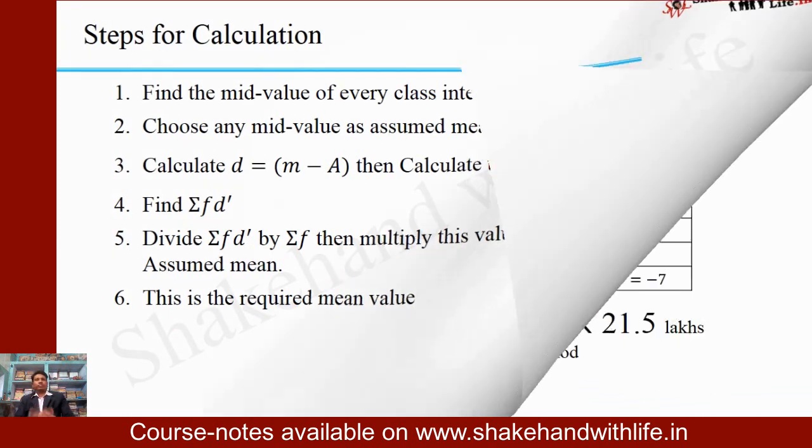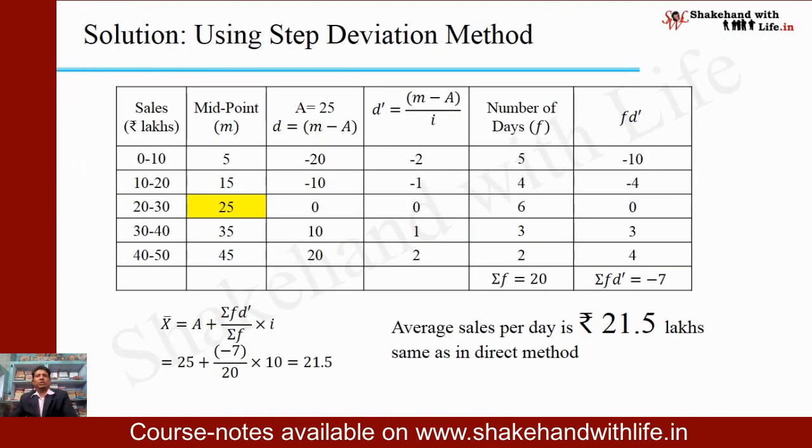How would you calculate? Here is the methodology. Here is the sales data in class intervals. Then find the midpoint. Then choose the assumed mean, here the assumed mean is 25. Right, here A is equal to 25. Then find the deviation. D is equal to M minus A. The deviation of 5 from A is minus 20. The deviation of 15 from A is minus 10, and so on.